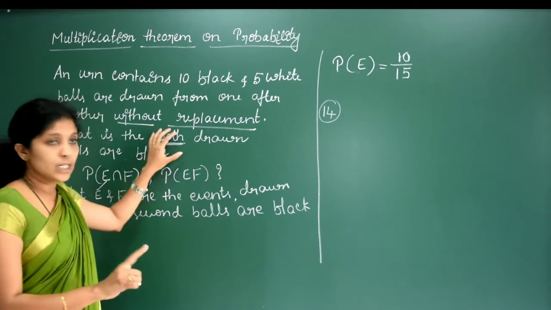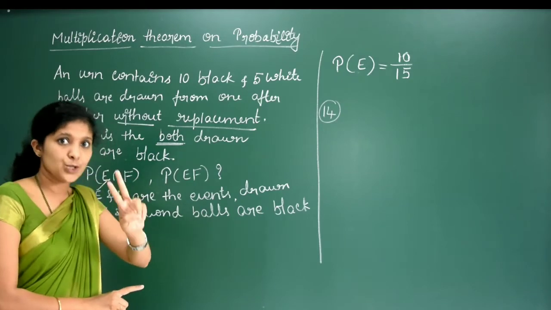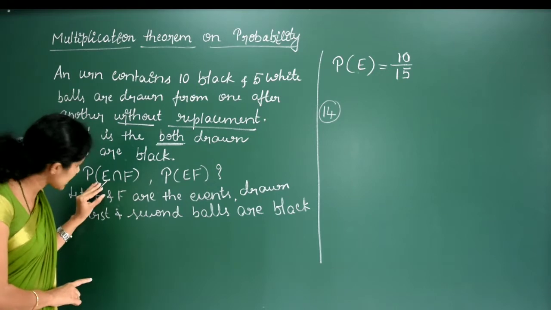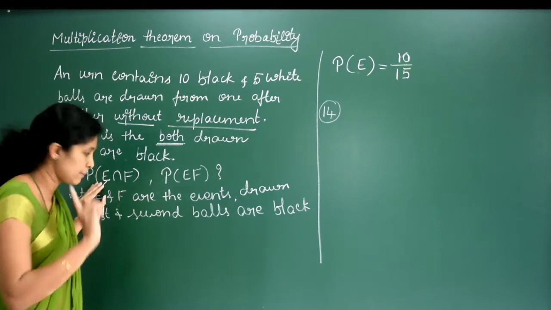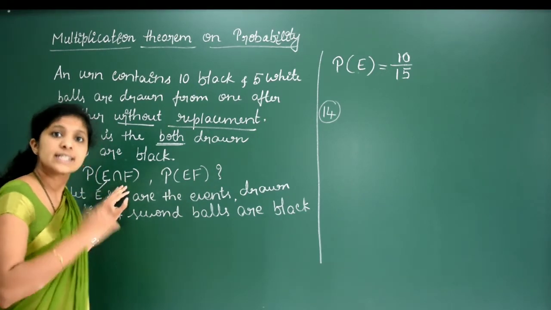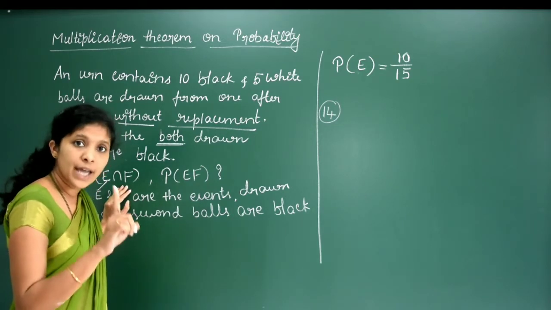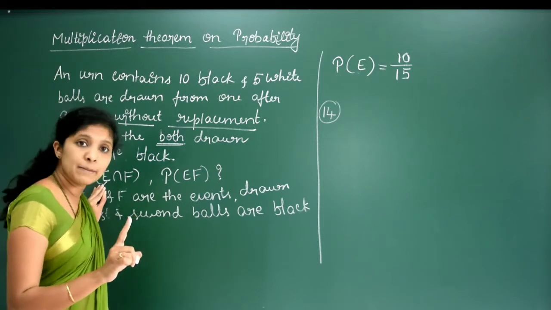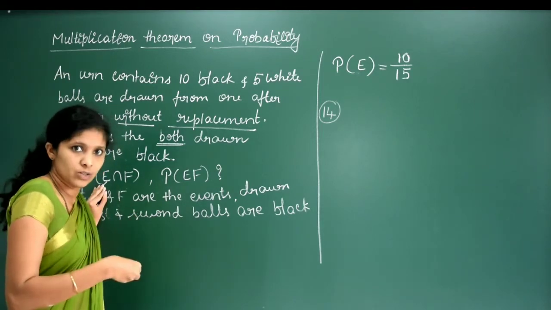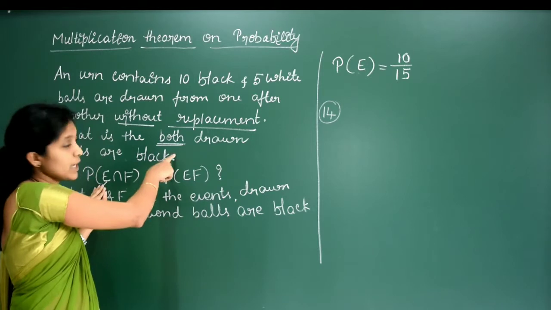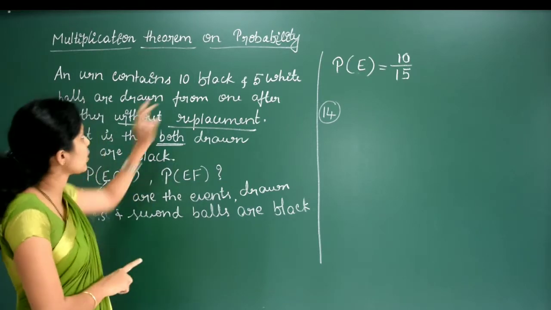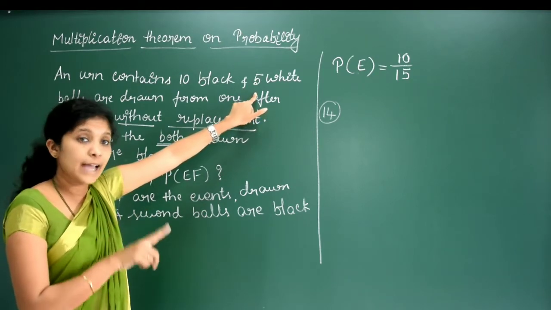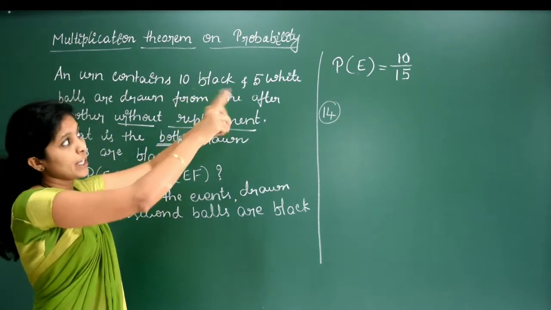See here, in total you have to draw two balls, and the balls should be black. Here E and F are the events. E shows the event that the first ball will be black, and F is the event that the second ball will be black. Now first we need to find the probability of E, that you get a black ball. So total 15 balls are there, 10 plus 5. Getting a black ball will be 10, so it will be equal to 10 by 15.